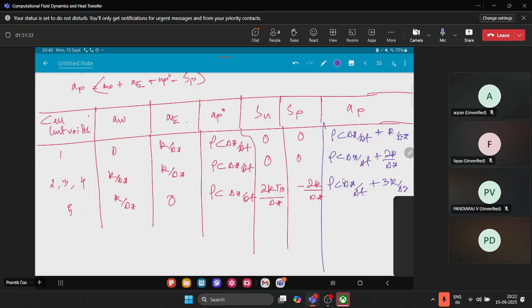So do you see any constraint here? In the case of the fully explicit scheme, we saw that we had to follow some conditions. There is no constraint here, right? All are already positive, and SP we want to be negative, meaning AP, AW, AE are all positive. So this is called unconditionally stable.